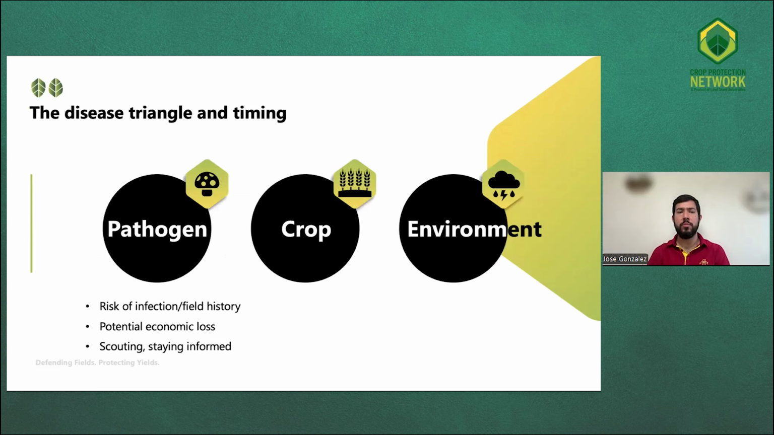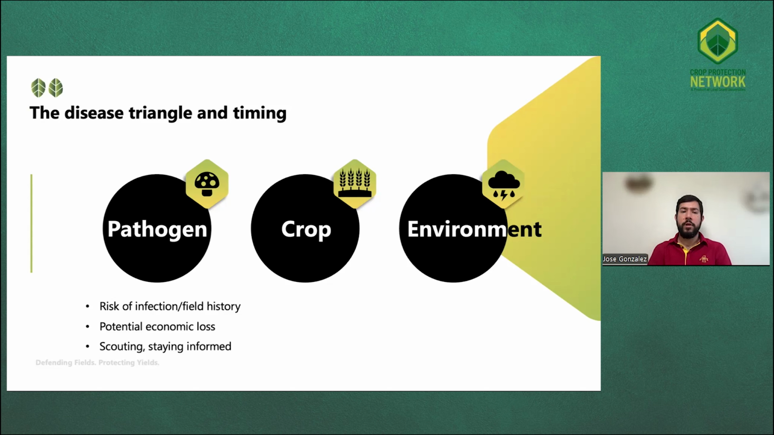Okay, now I would like to move on to the timing part of this short video. And I would like us to think about timing of a fungicide through the lens of the disease triangle. And for those that are not familiar with the disease triangle, it is composed of three components: the pathogen or the causal agent of the disease, which is the organism that causes the disease. It is also composed of the crop or the host, and the environmental conditions that surround the crop and that can be conducive or not for disease.